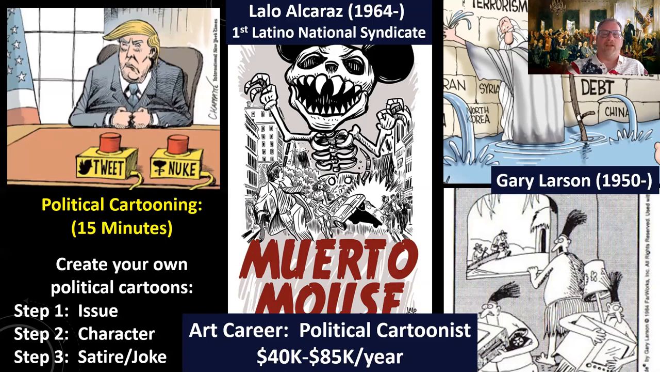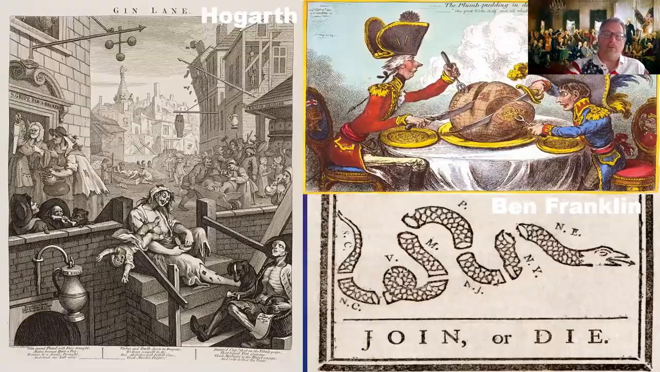Political cartooning generally does not take that long, but you have to stay very up to date, and it's for individuals. Generally, step one, you need an issue. Step two, you need a character. Step three, you need a satire or a joke that shows up. And we have actually had political cartooning, as we saw, going all the way back to Marie Antoinette, that pornographic propaganda that shows up. And so here's a William Hogarth.